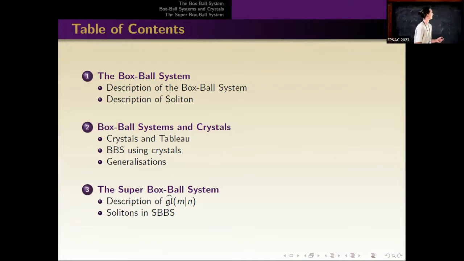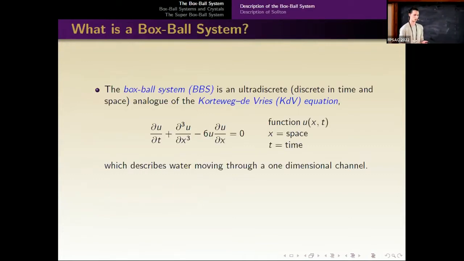Okay, so the first question is, what is a box-ball system? The box-ball system is an ultradiscrete analogue of the Korteweg-de Vries equations, which is a nonlinear partial differential equation. We obtain the box-ball system by making this ultradiscrete, which means it's discrete in both time and space. And you might know that the KdV equation models water waves in one-dimensional channels.